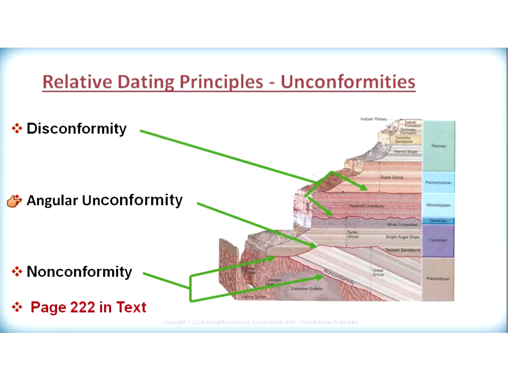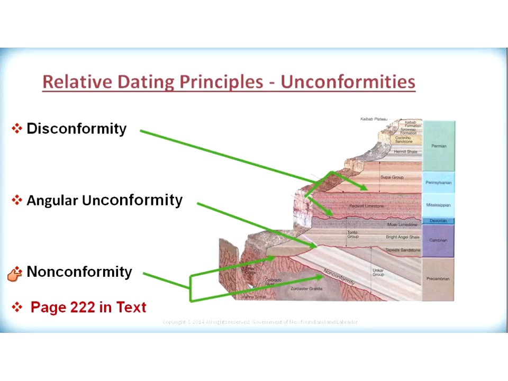An angular unconformity occurs when you have layers of sediment that are below the erosion surface, represented right here by the red line, and these layers are inclined at an angle, where they are cut off by erosion and then further buried by horizontal layers of sediment. So this erosion surface here is termed an angular unconformity.